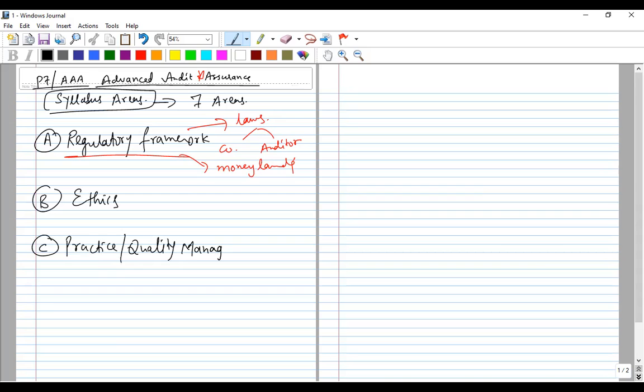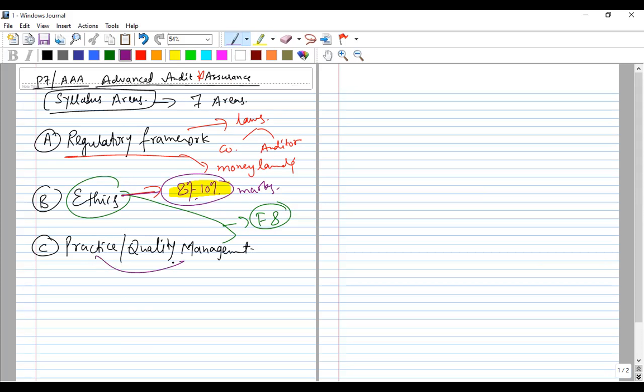Ethics and practice and quality management are areas which you had already encountered in paper F8, but at AAA level, it is still worth at least 8 to 10 marks. If it is carrying the legacy of paper F8, it does not mean it will not be examinable. It will be examined. This specific ethics area is 8 to 10 percentage, I mean marks.